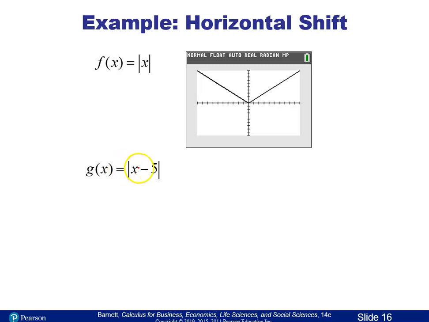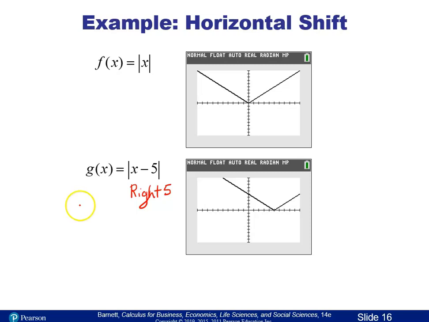All right, here you've got x minus 5. So if I've got x minus 5, then that's going to give me a shift, in this case, to the right 5 units. And you can see kind of what the graph looks like. It just takes and slides it over.